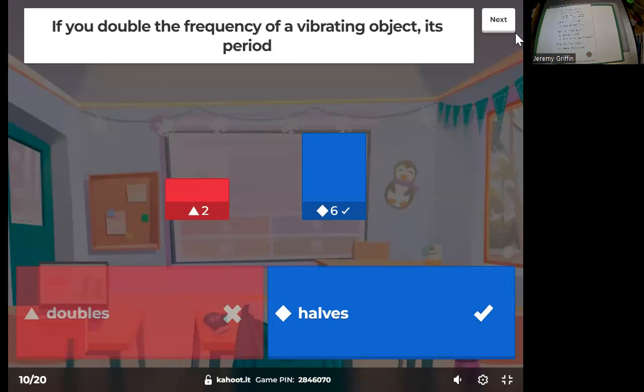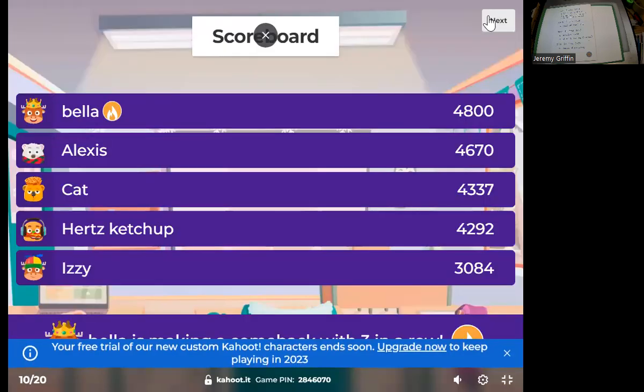What if I do this? I think it's pretty close to 2 beats per second, which would be like 2 hertz. That's a frequency of 2 hertz. And how much time between beats? Half a second. Reciprocal. That's it.